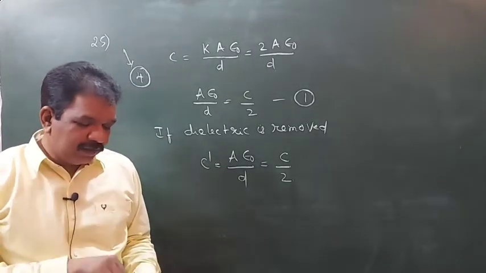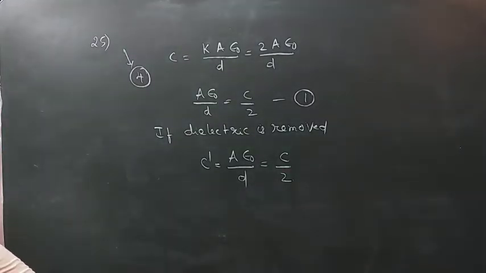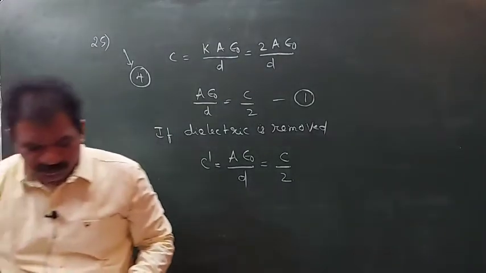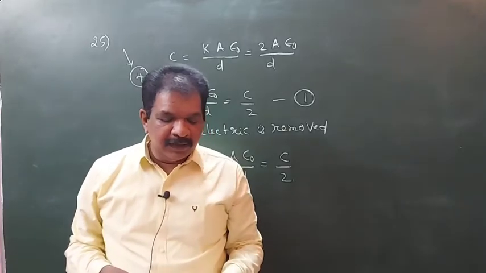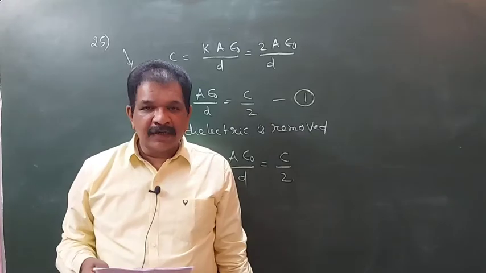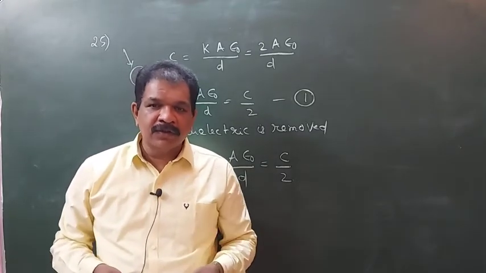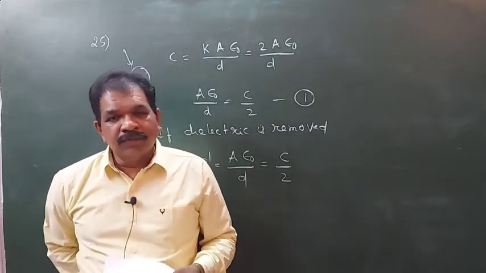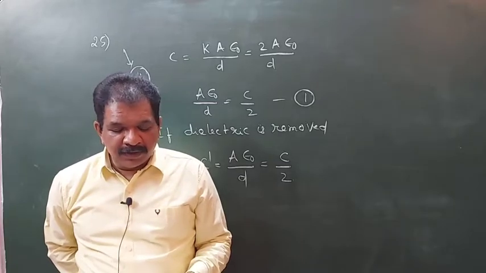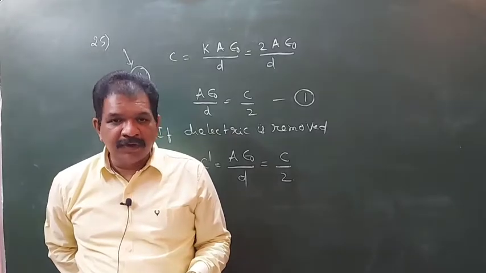Next, 26 you see. What they are asking: when a dielectric material is introduced between the plates of a charged condenser, the electric field between the plates decreases. We discussed this in the synopsis. The battery is not removed and the dielectric is introduced between the plates. Then what will be the new electric field? It will decrease, 1 by K times.